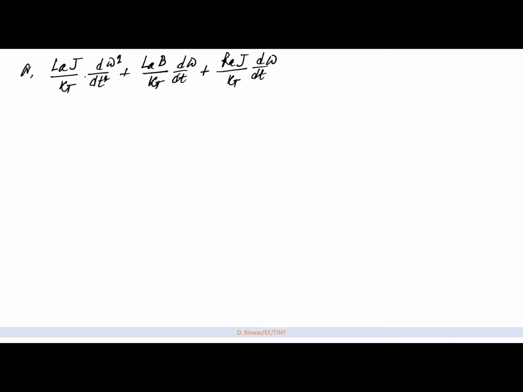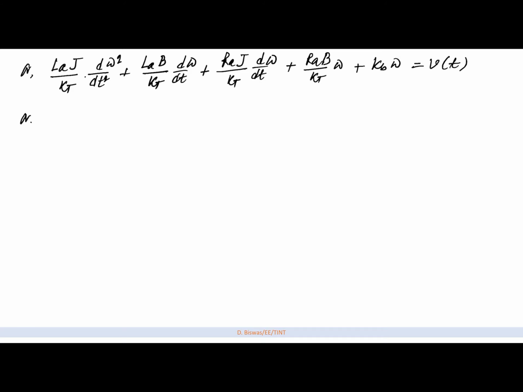After simplification, LA times J divided by KT multiplied by double derivative of omega plus LA times B by KT ddt of omega plus RA times J by KT ddt of omega plus RA times B by KT omega plus KB times omega is equal to Vt.